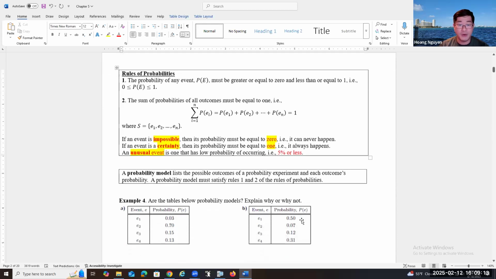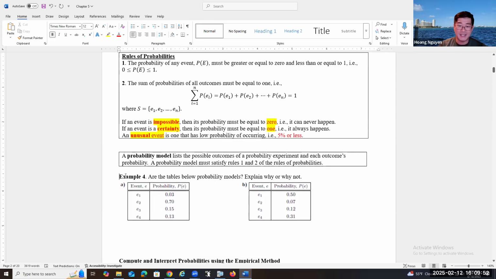Now, probability models. How can we determine if we have a probability model? A probability model lists the possible outcomes of a probability experiment and each outcome's probability. So they're going to list the possible outcomes of the probability experiment and then show the corresponding probability. A probability model must satisfy rule number 1 and rule number 2 of the rules for probability. So we use rule number 1 and rule number 2 to determine if we have a probability model. Okay.